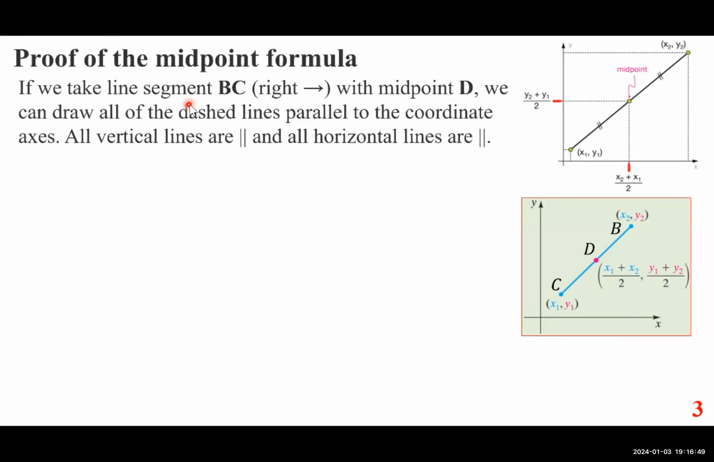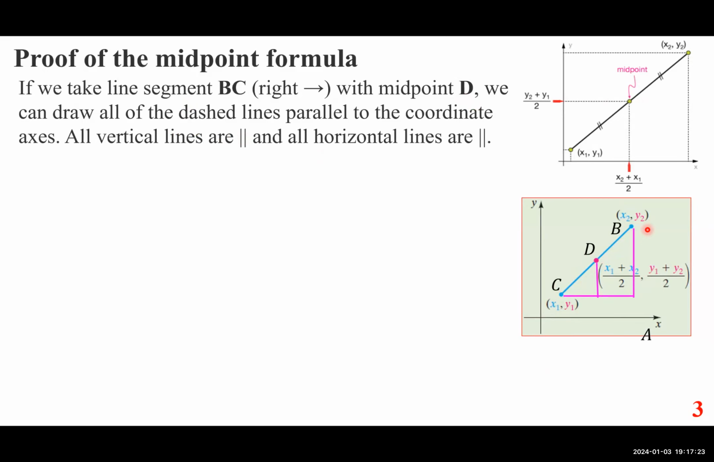So if we take line segment BC with the midpoint D, we can draw all of the dashed lines parallel to the coordinate axis. All vertical lines are parallel and all horizontal lines are parallel, meaning the following. So this one and this one are parallel to the y-axis. This one is parallel to the x-axis. It creates a small triangle and the large one.